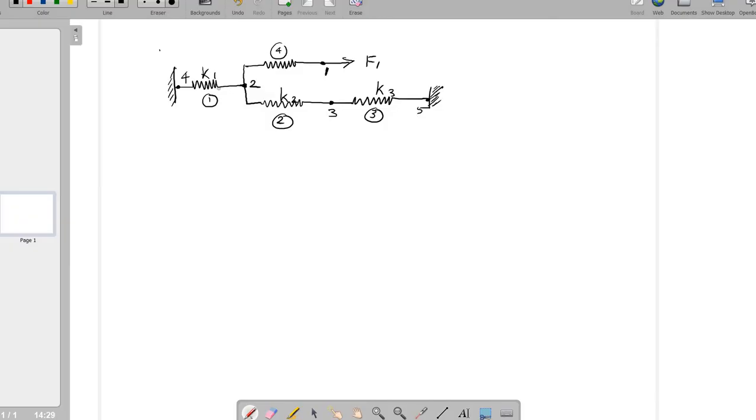Total number of elements 4. 1, 2 and 3, 4. And the stiffness constants respectively K1, K2, K3 and K4. So the problem is to find the global stiffness matrix.